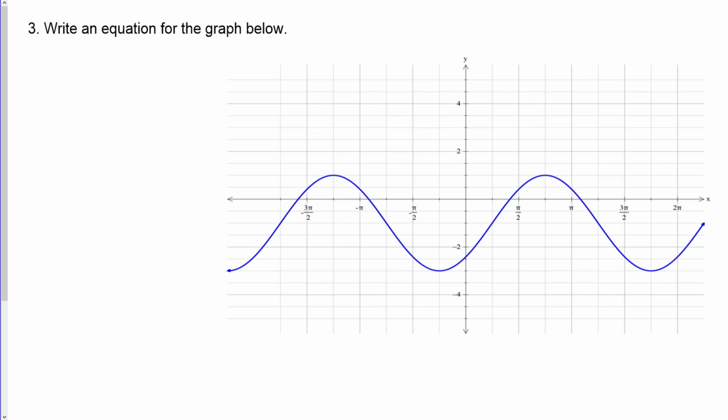Number 3, write an equation for the graph below. Okay, so we just need to examine this graph. It could be sine or it could be cosine, but let's see what we can do to determine which it is. First thing first, I want to determine where the middle axis is, and I think it's going to be right along here. The reason I know that's the middle of the horizontal axis is because there's as much displacement above that axis as there is below the axis.